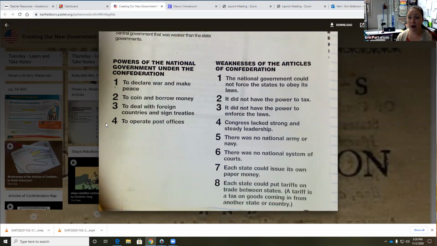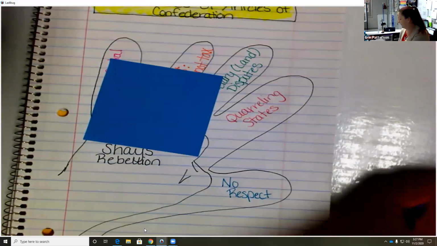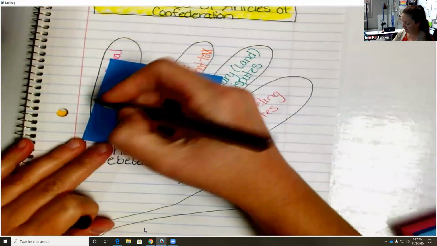Well, number 2, they didn't have the power to tax, which means they're not getting any real gold or anything. So this is just paper. It's not worth anything. Also, each state could still make its own money. So here we are. Let's pretend we're in New York, the colony of New York, and we have our own paper money. Here's what our money looks like. Our money is the blue money. This is New York dollar bills.